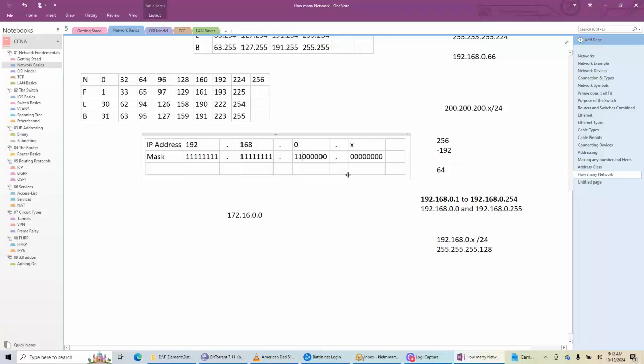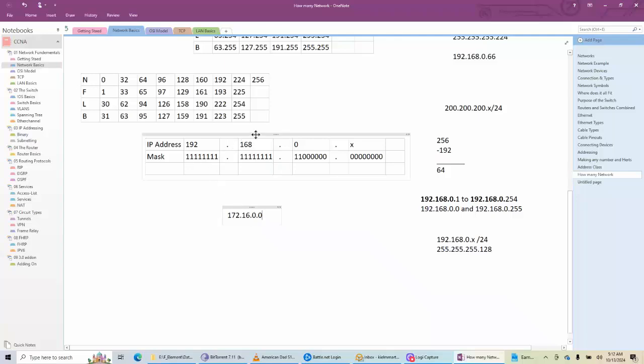A lot of people get confused and start doing it at the last octet and working their way backwards, and that's not how it's done. Just remember, the octet you start borrowing bits from is where the numbers start to change, especially when you're dealing with a Class A network and you've got 3 spots.